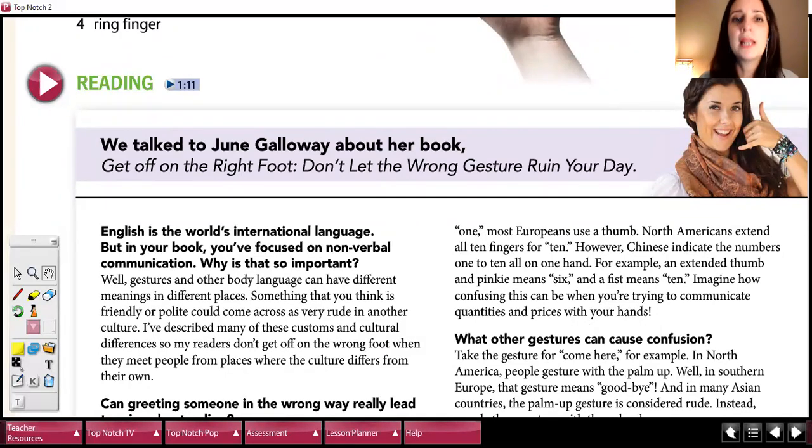All right, let's try it. Okay, so let's listen to this first, the title and the first paragraph, and then I will comment. Okay, let's go.